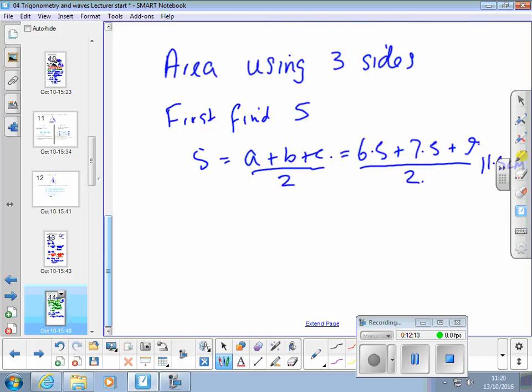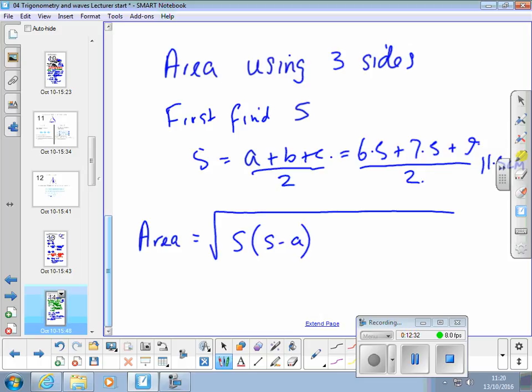Then what we can do is say that the area is equal to the square root of S times S minus A times S minus B times S minus C. So that's the formula. So we can put the numbers in.